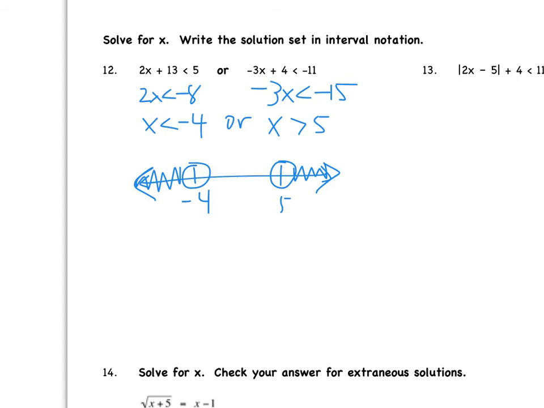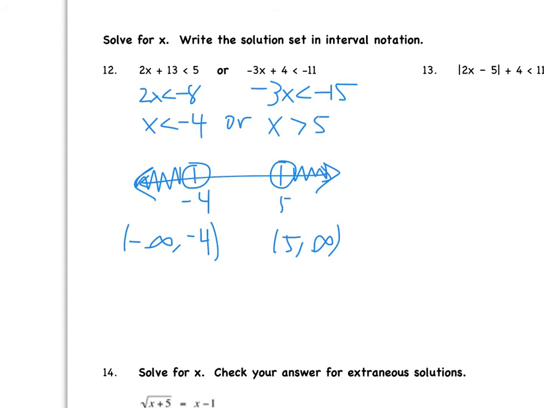Negative infinity. Yeah, I go all the way from negative infinity, all the negative numbers, to negative 4. Infinity always gets a parenthesis. The negative 4 is not included. It's an open circle, so it also gets a parenthesis. On the right, I start at 5. I go all the way to positive infinity.